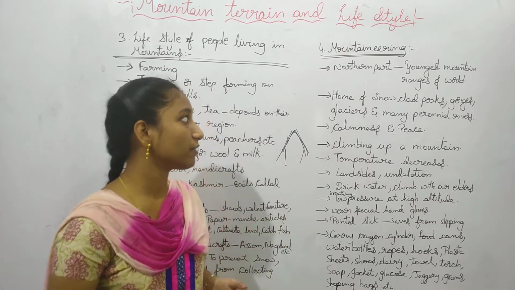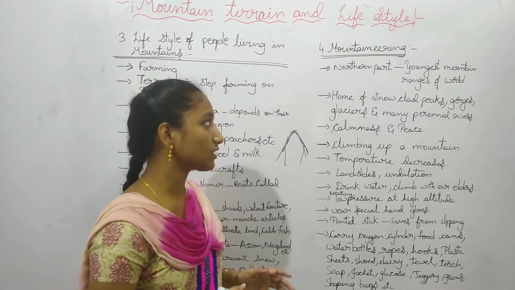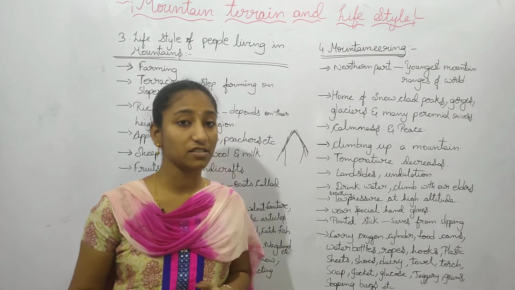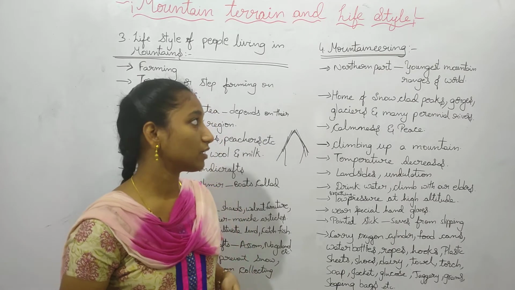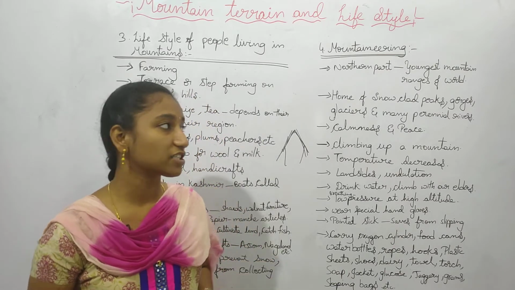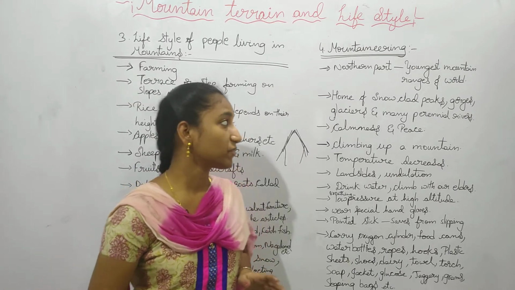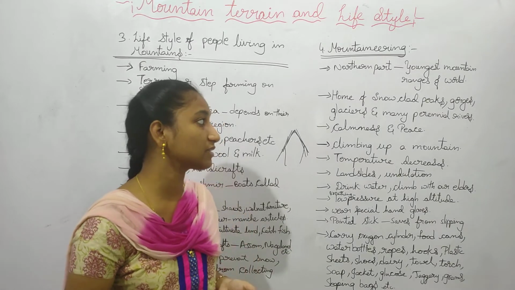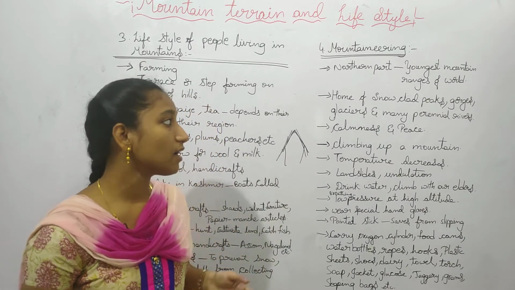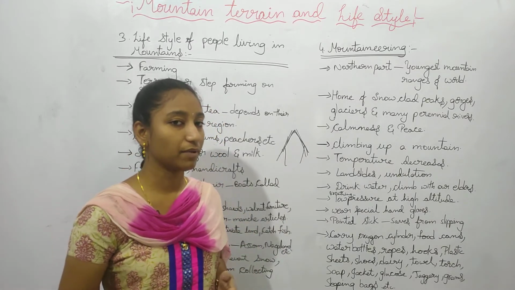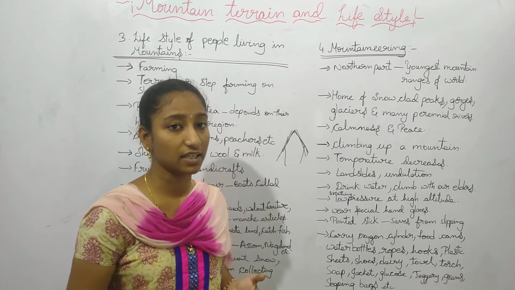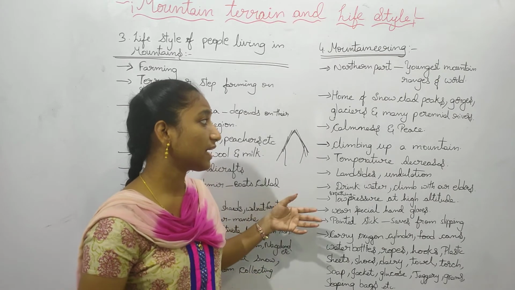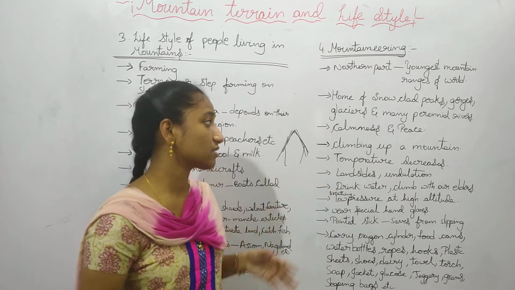The fourth factor is mountaineering. The regions in the northern part are called the youngest mountain ranges of the world, and they are also called the home of snow-clad peaks, gorges, glaciers and many perennial rivers like the Ganga, Brahmaputra, etc. And it is very calm and peaceful.